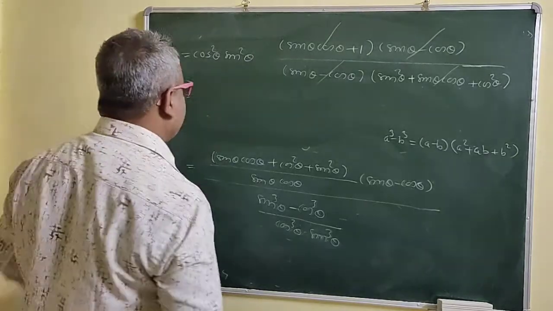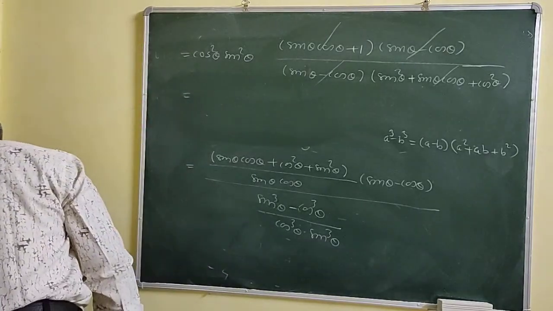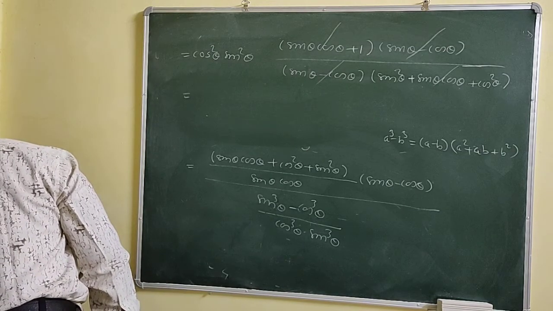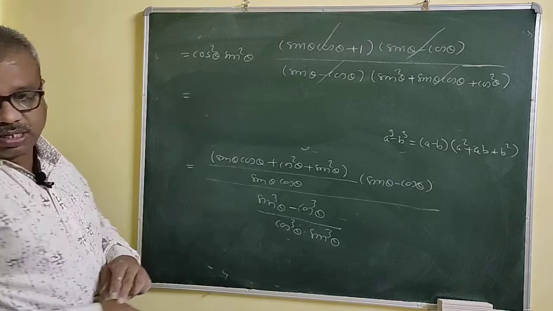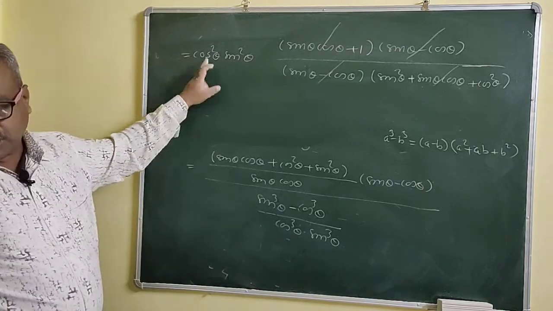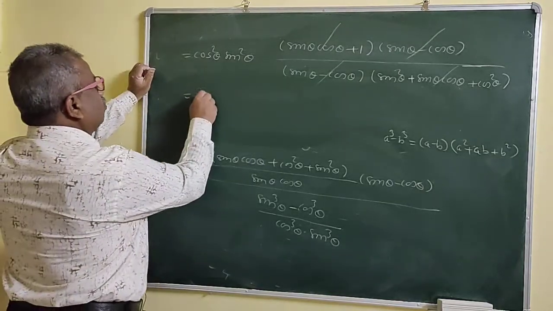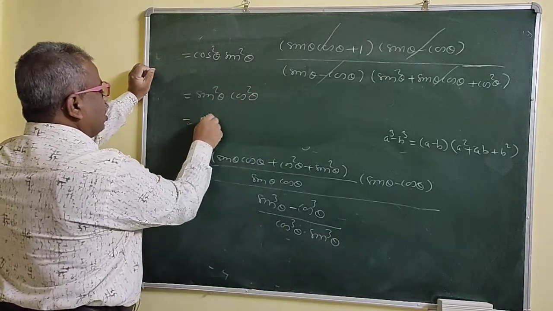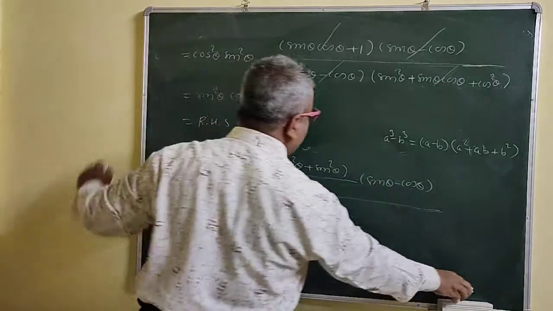That means we get only this. So see your RHS. Sin square first or cos square first, what do you want first? Sin square theta cos square theta. Here we have cos square theta, just we will write sin square theta first. Sin square theta cos square theta. And now this is your RHS. So I have proved it.